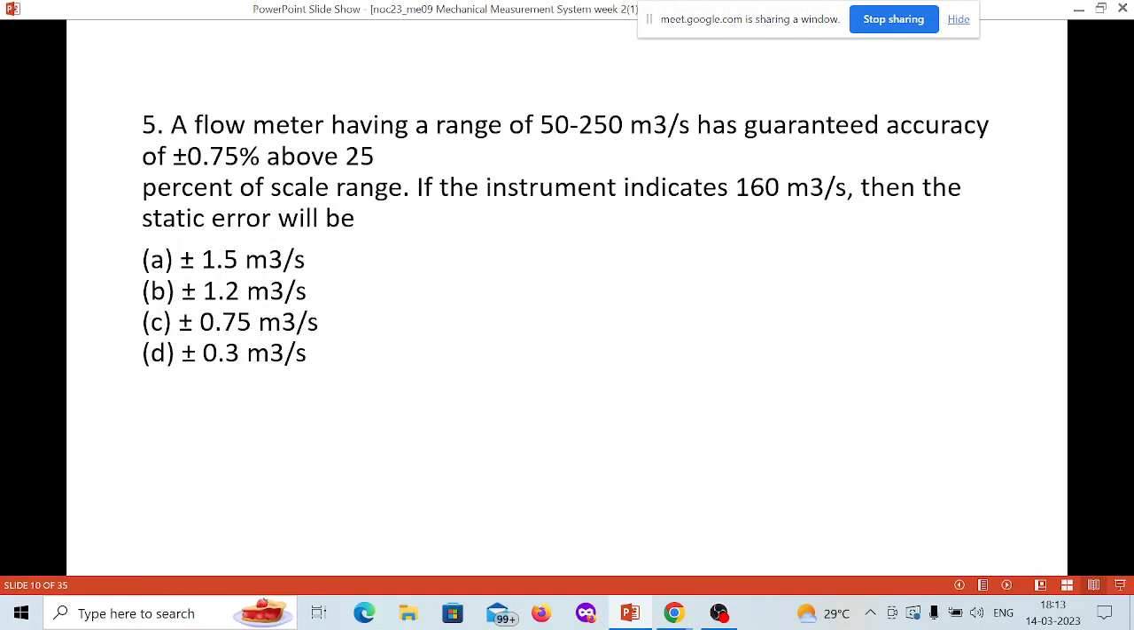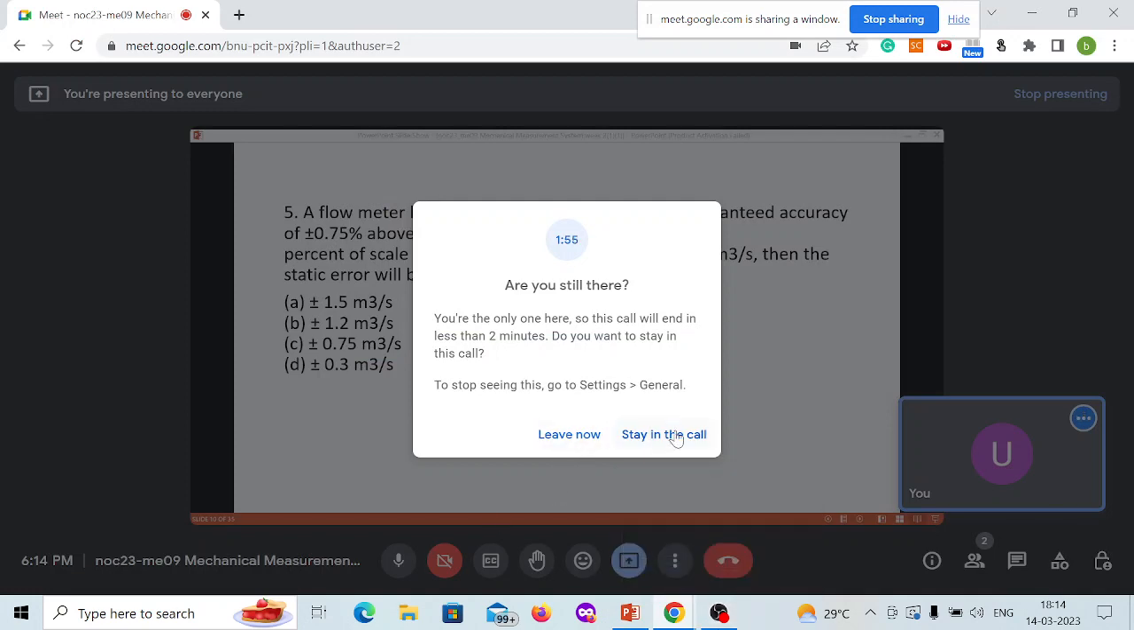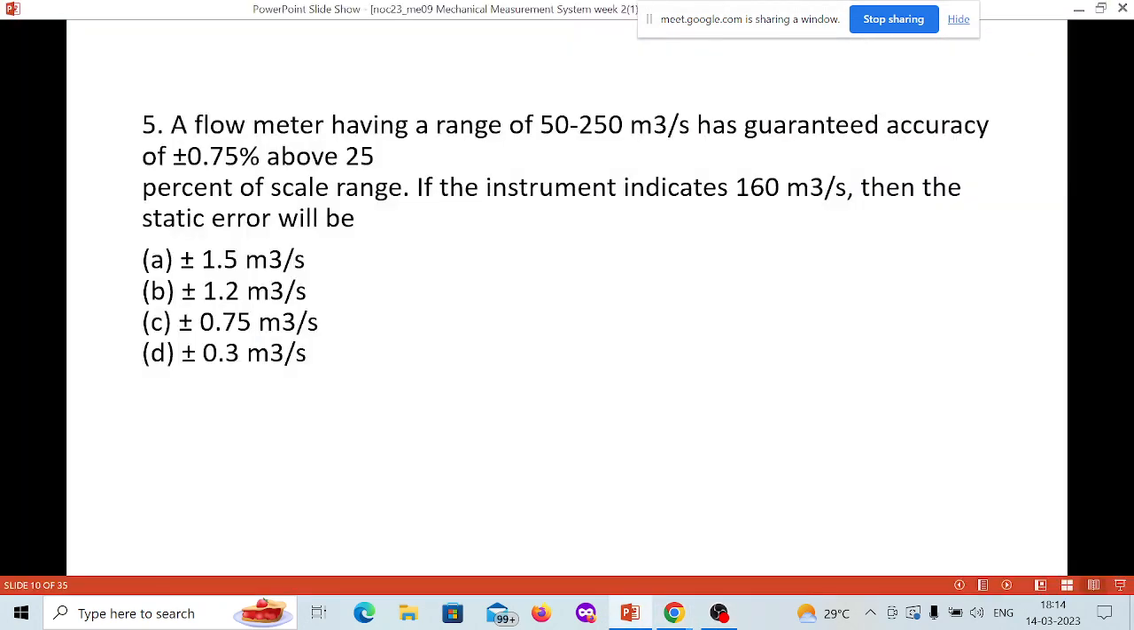Next question. A flow meter having a range of 50 to 250 meter cube per second has guaranteed accuracy of plus or minus 0.75% above 25% of scale range. If the instrument indicates 160 meter cube per second, then the static error will be, I repeat, a flow meter having a range of 50 to 250 meter cube per second.